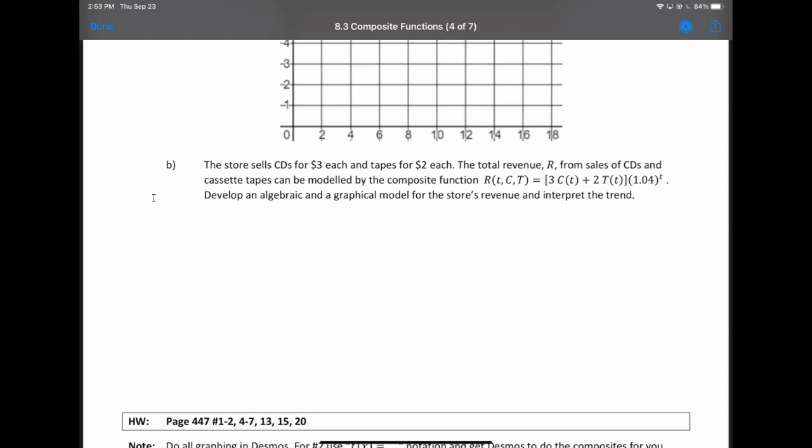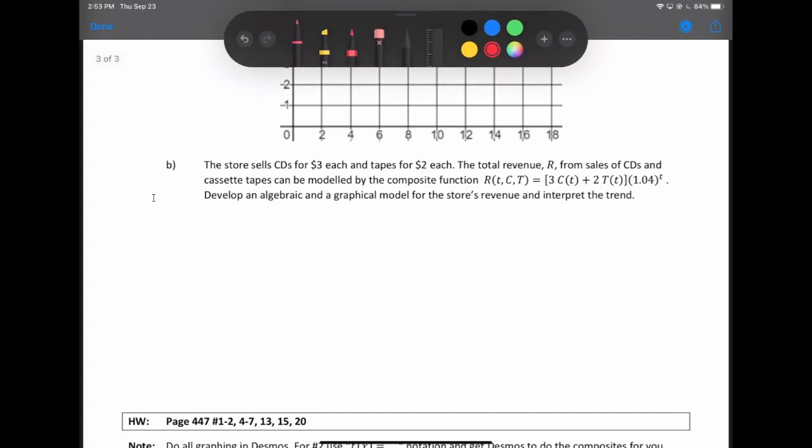Okay, first of all, for interpretation's sake, I'm going to ask you why you think the 3 and the 2 are there. Give you a second to think about that. What that's really telling me is that I'm making $3, or in this case $3,000, per 1,000 CDs sold and $2,000 per 1,000 tapes sold. Okay, and as far as this goes, that's going to account for inflation.